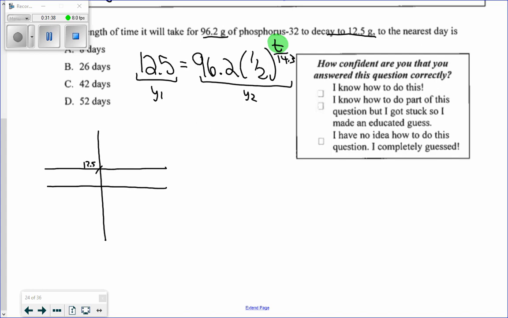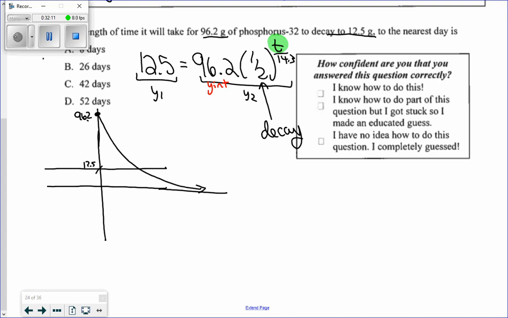For y2, this 96.2, this is your y-intercept. So you're going to have a y-intercept way up here at 96.2. And because it is decaying, remember we talked about decay versus growth? I know it's decay because it's half-life. So it's going to go like this. It's going to go swoop like that.